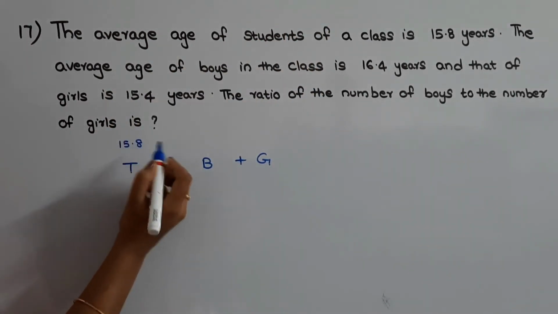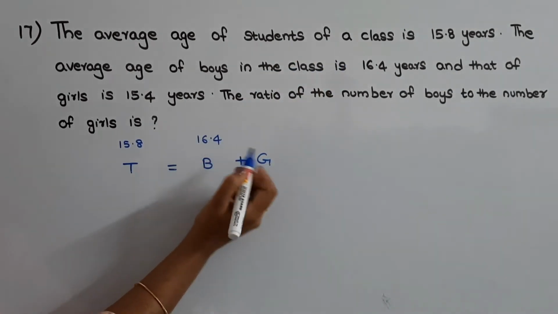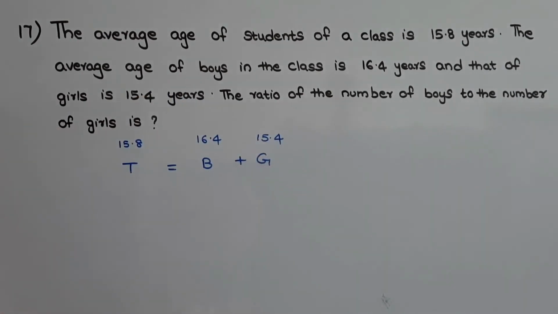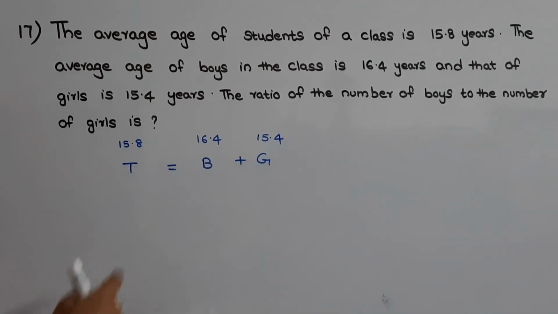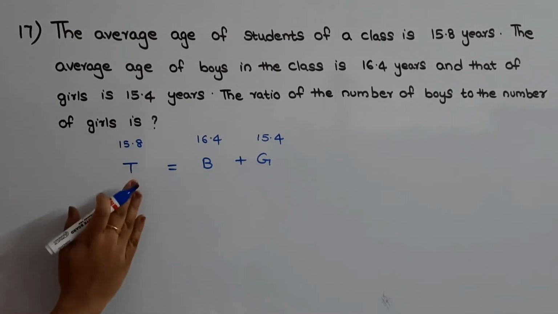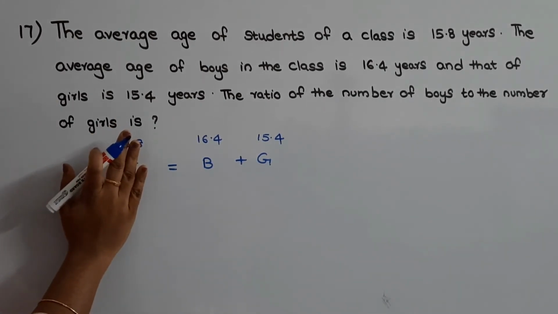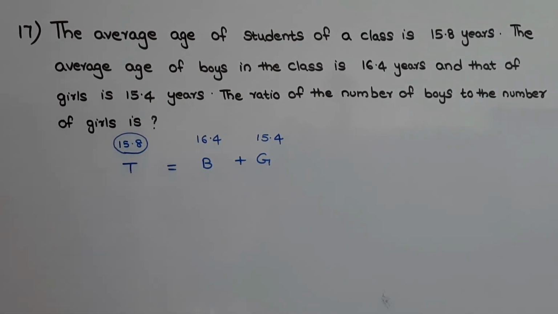The average of the total number of boys is given as 16.4 and the average of girls is given as 15.4. We need to find out the ratio of the number of boys and number of girls. So here there are three variables. Let us make the variable t as 0, so let us make this part as 0. For that, let us take this 15.8 as the reference average.